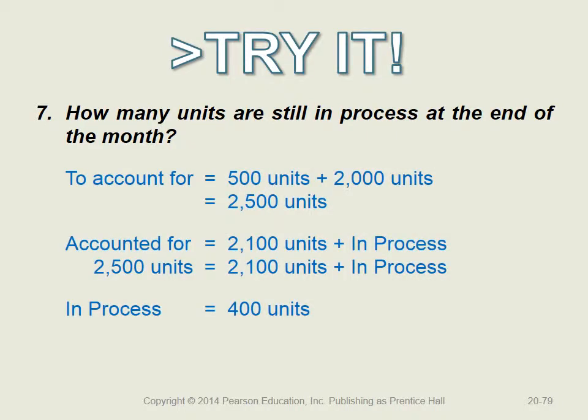Well, we look at the amount to account for, which is the beginning balance plus what was added. So 500 units plus 2,000 units equals 2,500 units. So if we have 2,500 units to account for, then we have the 2,100 units that were finished plus whatever's in process. So in process equals 400 units.